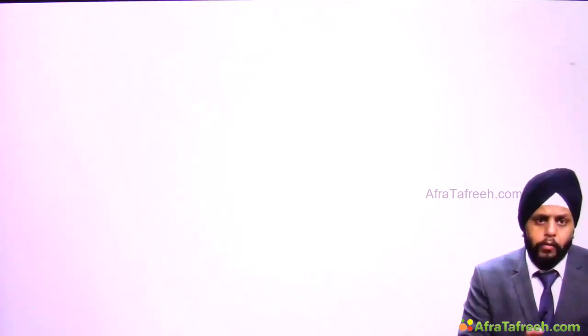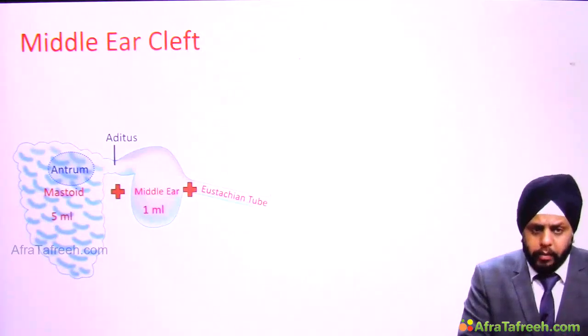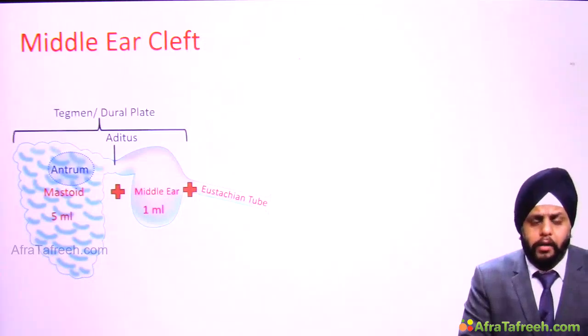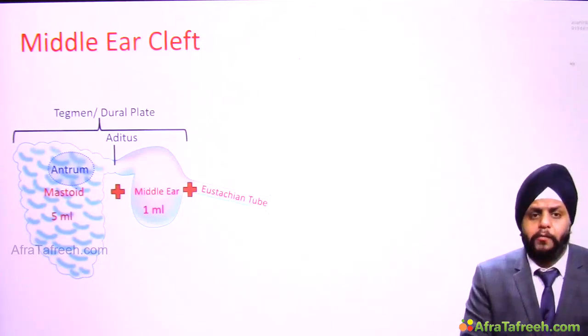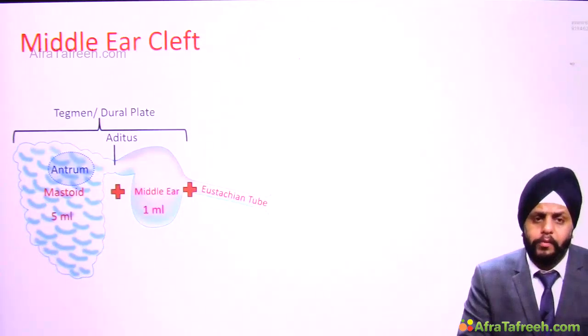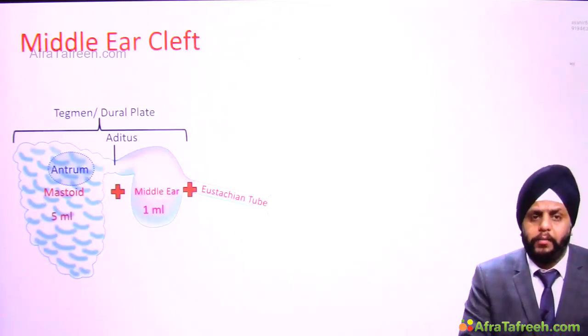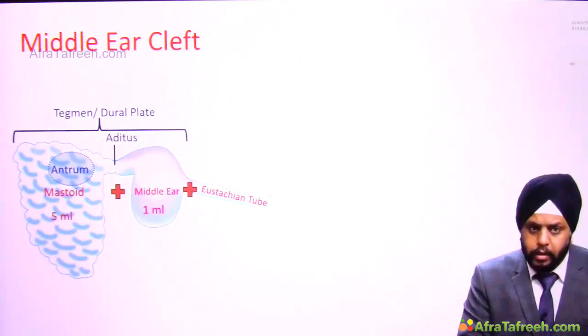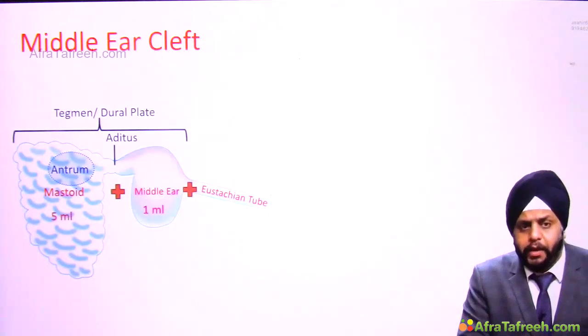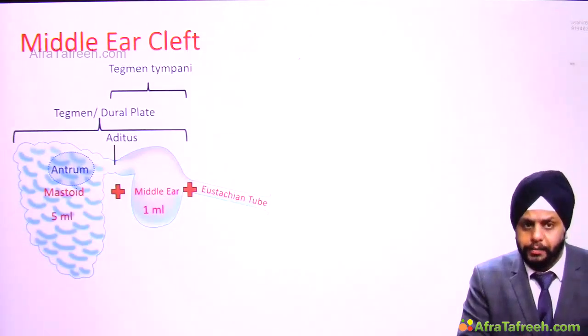All right, now let's go back to this diagram of the middle ear cleft that we just studied. When I talk about tegmen, the tegmen is in fact the complete plate of bone that covers not only the middle ear but also the mastoid. So this whole plate of bone is known as tegmen or dural plate. The part that is specifically over the middle ear is known as tegmen tympani.